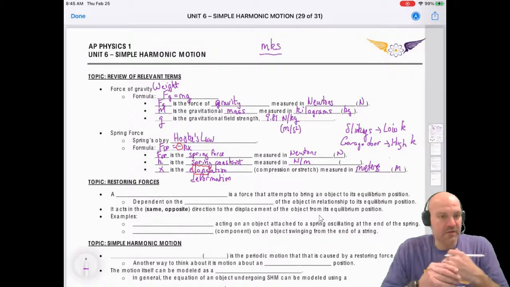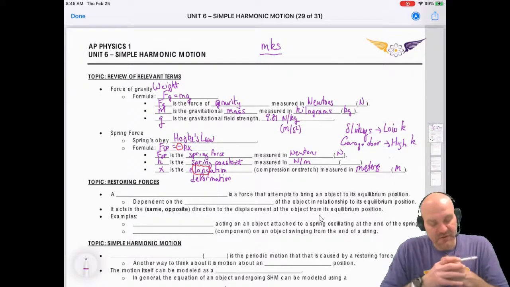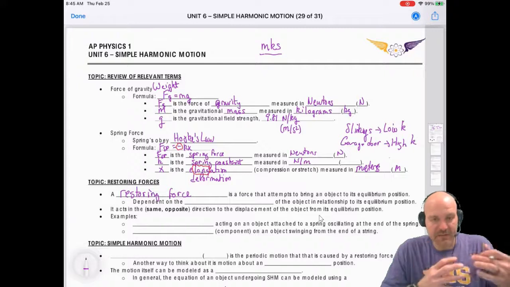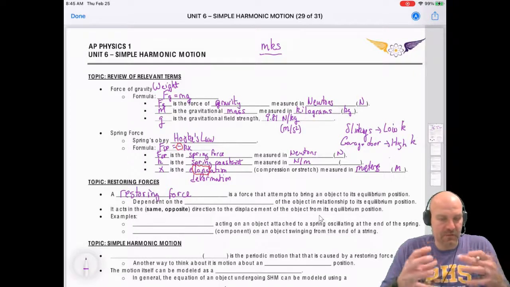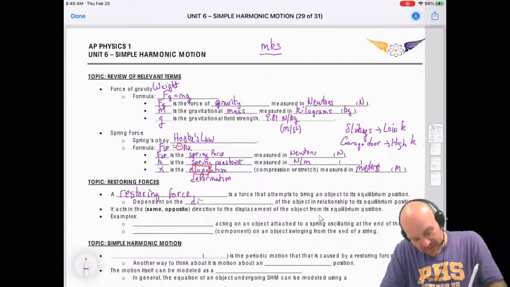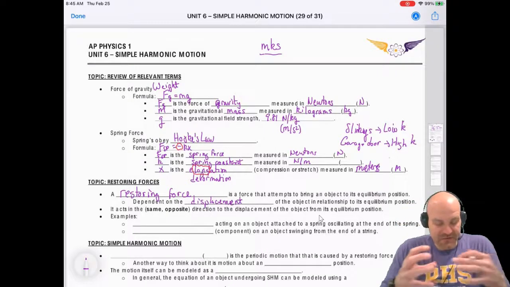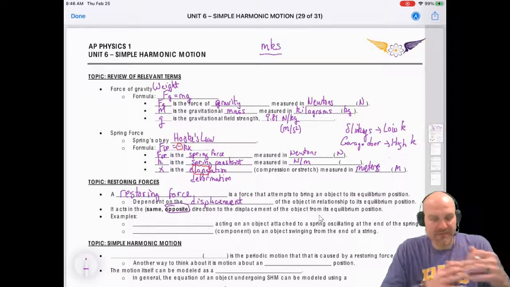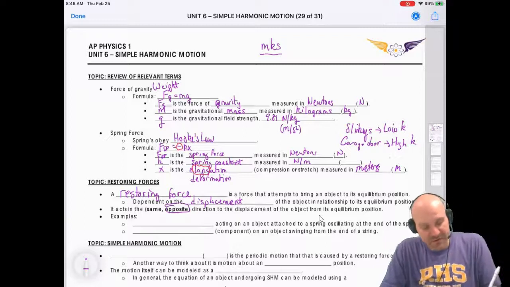All right, now a new term, and really what does this negative sign in Hooke's law or the spring force formula bring into play? A restoring force is a force that attempts to bring an object back to its equilibrium position. So everything wants to go back to resting, and this restoring force does that. It accelerates it back into that equilibrium position. It is dependent on the displacement, and you can see in the equation, F equals negative kx, it does matter how far you stretch or compress that spring. It will act in the opposite direction of the displacement because it is going to want to restore.